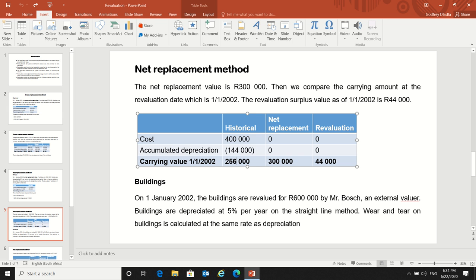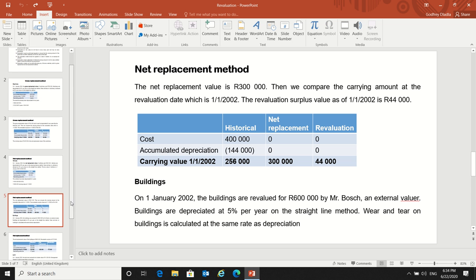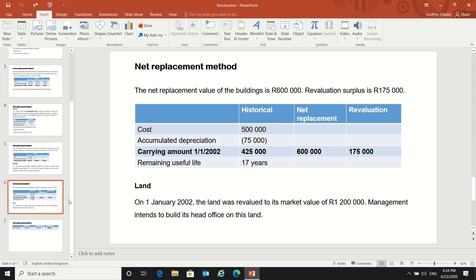Now, the buildings are revalued at 600,000 by this external valuer. Now we are here. The 600,000 is a net replacement, right? Now you've got the building at 500,000, depreciated by 75,000. The carrying amount is 425. But it has been revalued at net replacement, which is 600,000. So your revaluation surplus is 175.